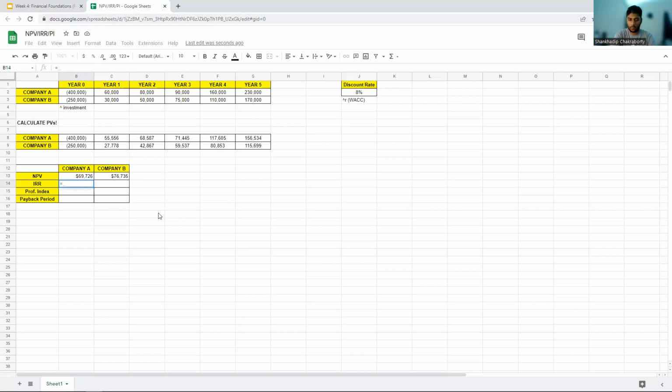IRR, there's an IRR formula because it's very hard to calculate yourself. That's it, IRR, and all you have to do, actually, sorry, I did the wrong cash flows because they have to be the discounted.